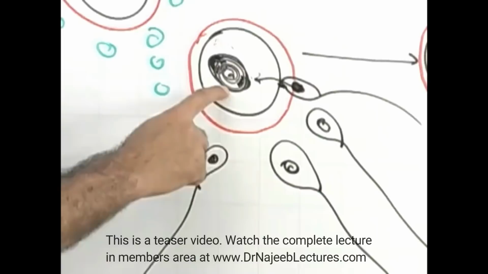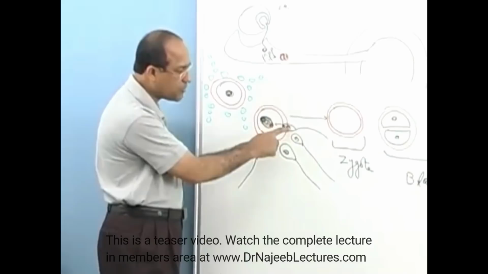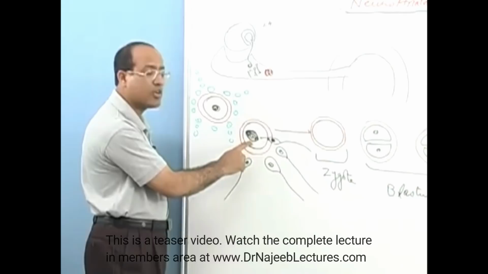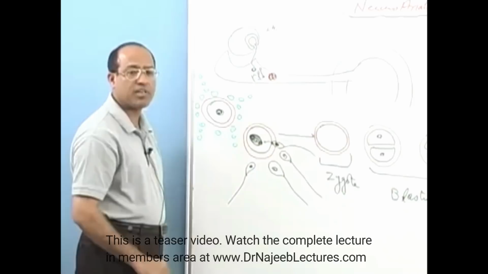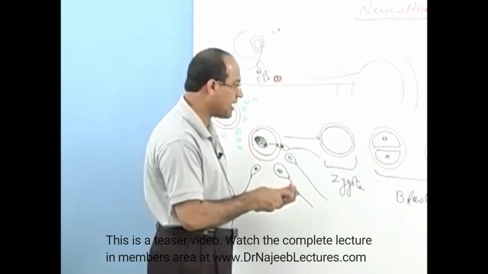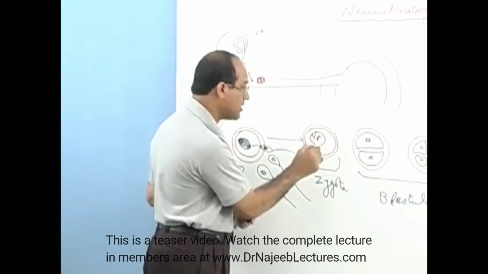Then within the definitive ovum there will be the female pronucleus, and from the sperm there will be the arrival of the male pronucleus. Male and female pronuclei both have one N chromosome, so one N from the mother, one N from the father. It will become 2N. So haploid gametes fuse together to establish diploidy, that is 46 chromosomes, and this cell with 46 chromosomes is called the zygote.